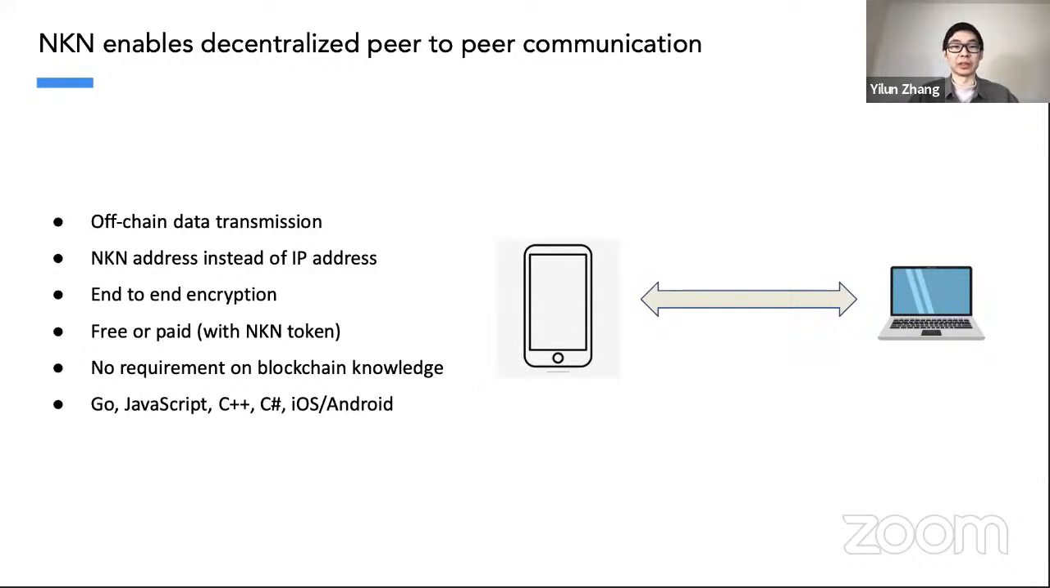Also, we use an NKN address, which is basically a public key with some identifier, instead of the IP address. So it hides your IP address, and it's also static and network agnostic. It doesn't change wherever you are. All the data are transmitted through NKN end-to-end encrypted, of course, because we already know the public key of the receiver when we want to send a message. And we have the free relay mode and also the paid session mode, where you pay the relayer in NKN tokens based on how much data it has relayed for you.